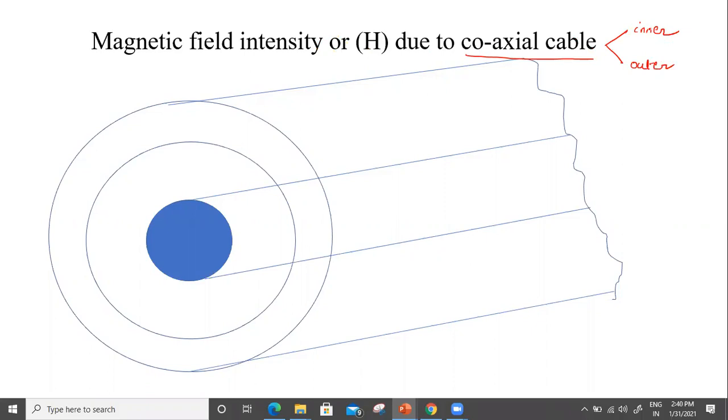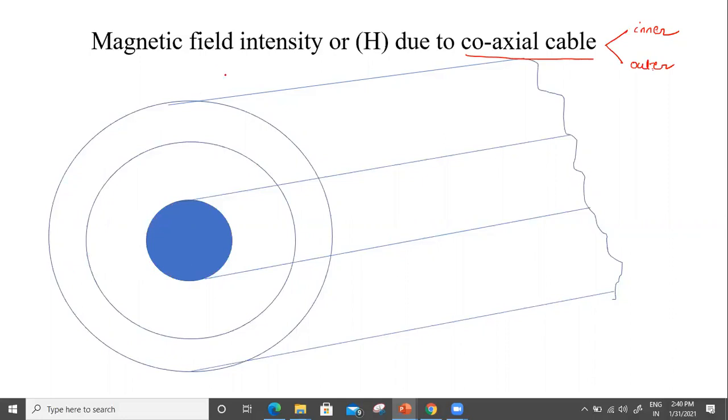In between the inner conductor and the outer conductor, there is a medium. It will act as an insulation. If that insulation medium fails, these two conductors will be short circuited, and the resulting field will be zero. So in this diagram, this blue shaded portion is the inner conductor. This is the outer conductor, which has some thickness.